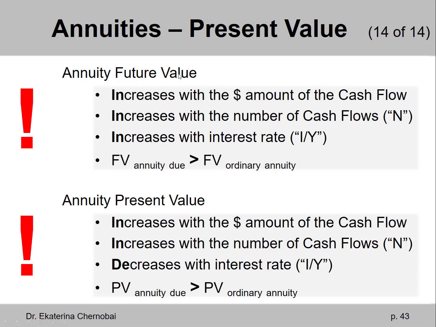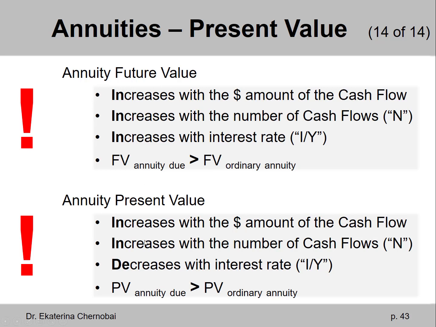Let's summarize annuity present value and annuity future value, like some effects of things that go into the calculations. Both annuity future value and annuity present value will be higher if we increase the dollar amount of the cash flow that's repeating. It probably makes intuitive sense because future value and present value are nothing but the sum. So if the numbers you're adding up are larger, of course the sum will be larger too. And that's true for both the future value and the present value.